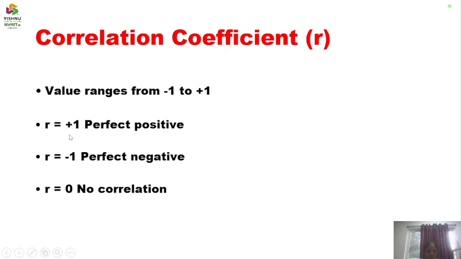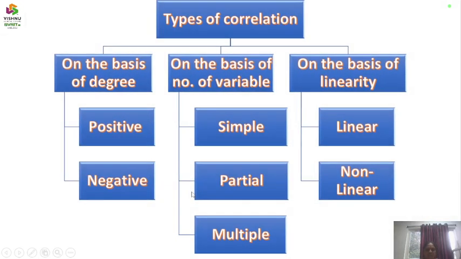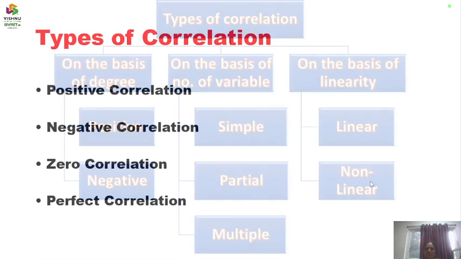That's what we are going to see. If you are getting a positive value, it is perfect positive; negative, perfectly negative; and zero means no correlation. Now, types of correlation. On the basis of degree: positive, negative. On the basis of variable: simple, partial, and multiple. On the basis of linearity: linear and non-linear. So you can't always say only positive and negative, right? The types of correlation are based on degree, on variable, and on linearity, so you have to see it like this.